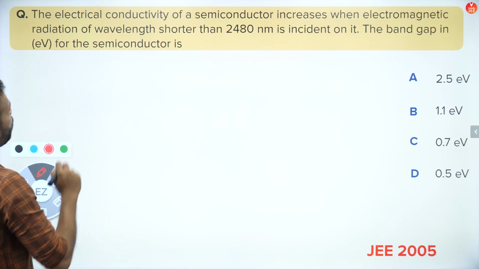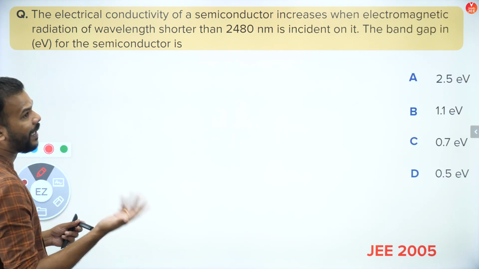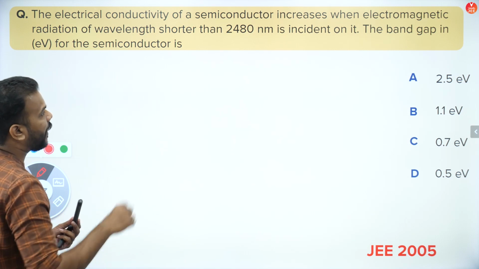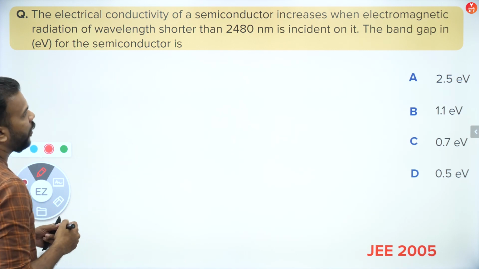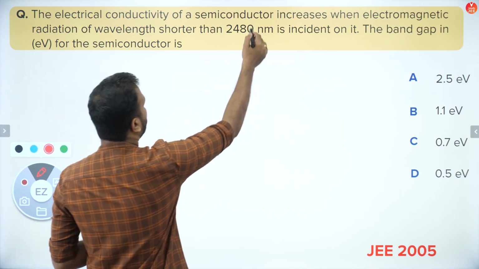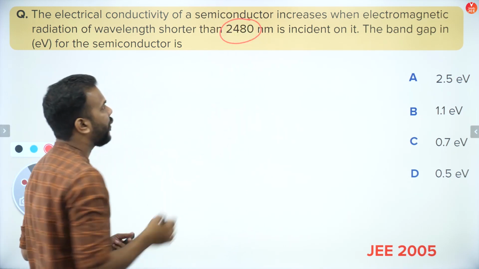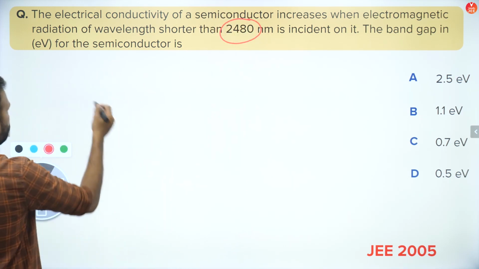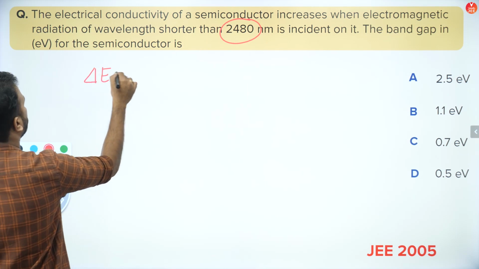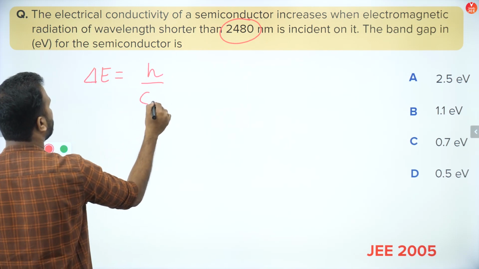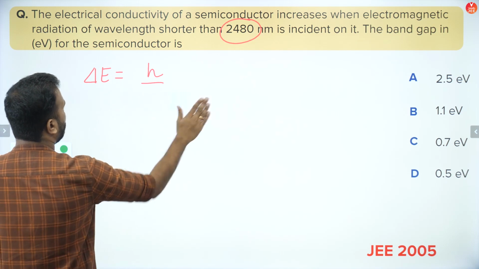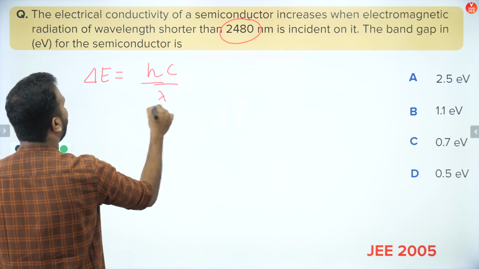So as per the question, the conductivity of the semiconductor increases. Okay, that means the gap decreases here. So we have to find out the new gap if the maximum wavelength available is 2480 nanometer. To calculate the band gap, we'll be using the formula hc by lambda. Yes, hc by lambda.